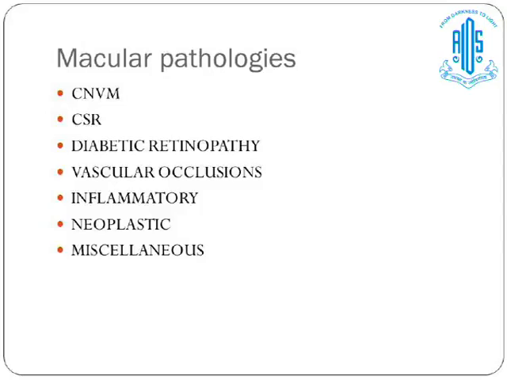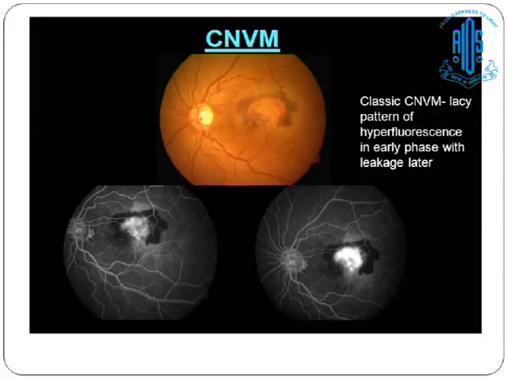Now, the various macular pathologies may be due to CNVM or CSR, diabetic retinopathy, or various vascular occlusions, inflammatory causes, neoplastic or miscellaneous. Now, coming to the very important disease, CNVM. In classic CNVM, the abnormal fluorescein shows a lacy pattern of hyperfluorescence in the early phase with leak, which increases with time, and the surrounding areas of blocked fluorescence are due to the presence of subretinal hemorrhage.